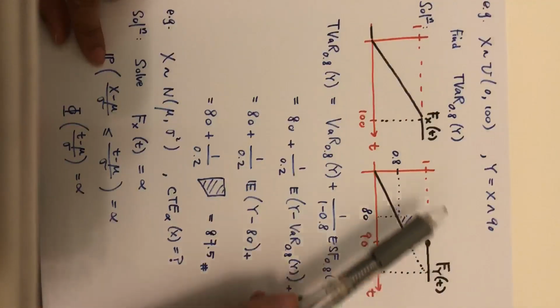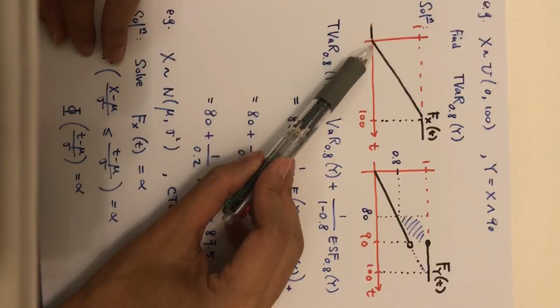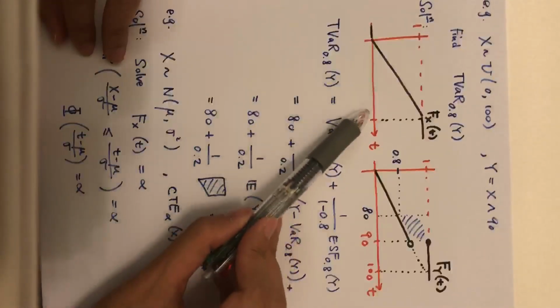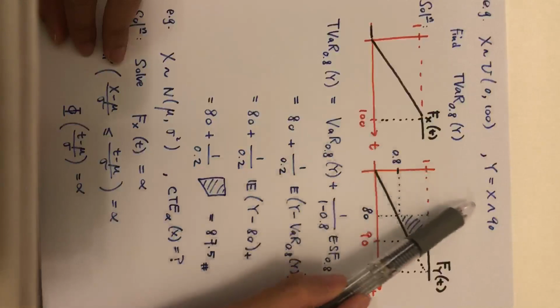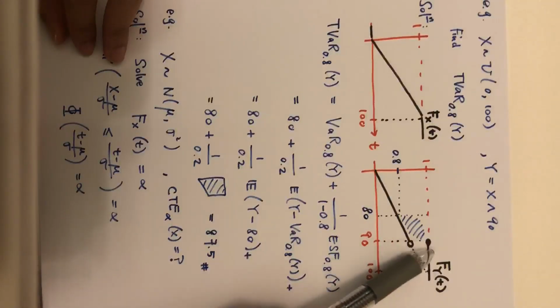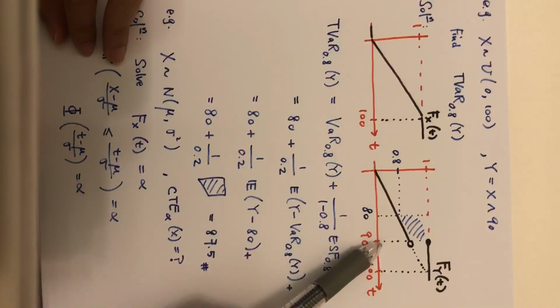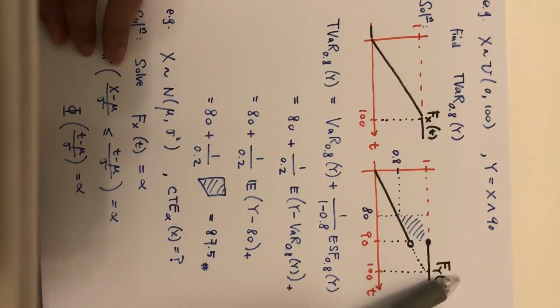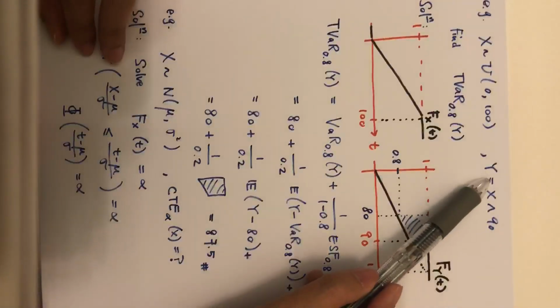To solve this question, we first plot the CDF of x, which is a straight line between 0 and 100. And then because of this transformation, the CDF of y will have a jump. It jumps at 90 to 1. So this is the CDF of the random variable y.